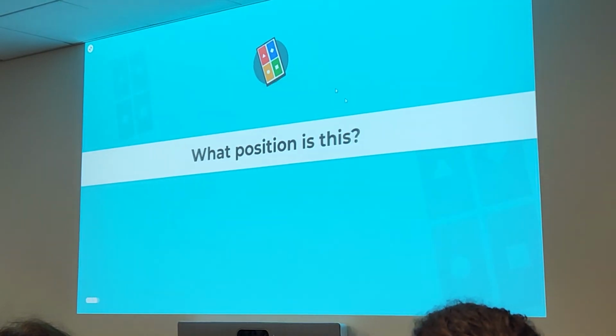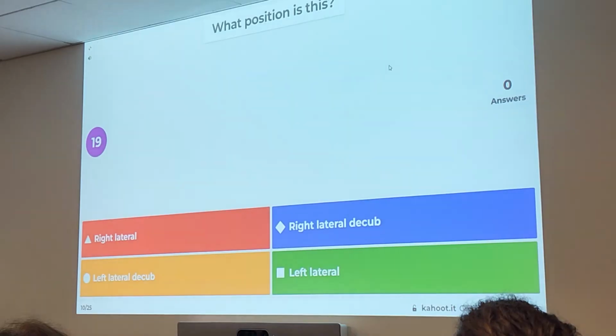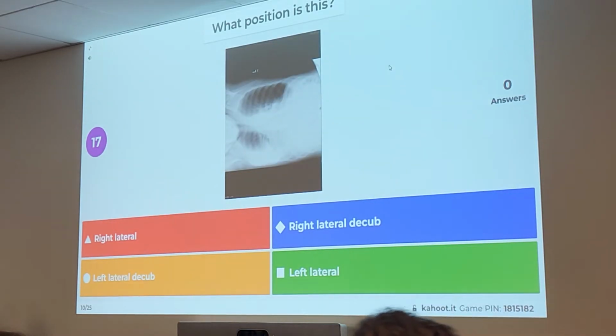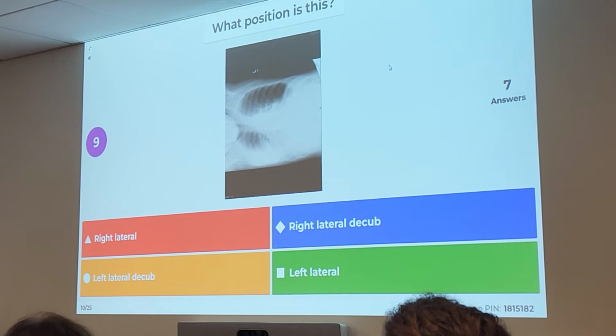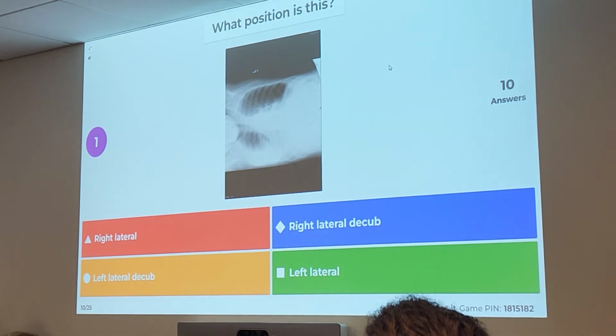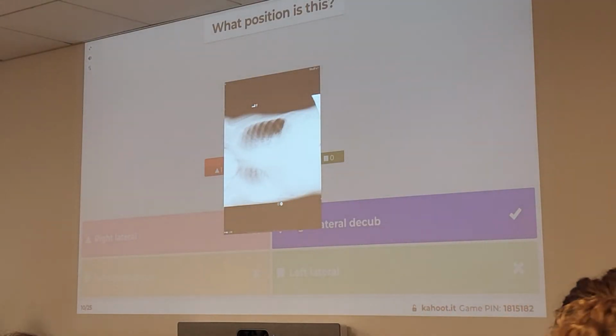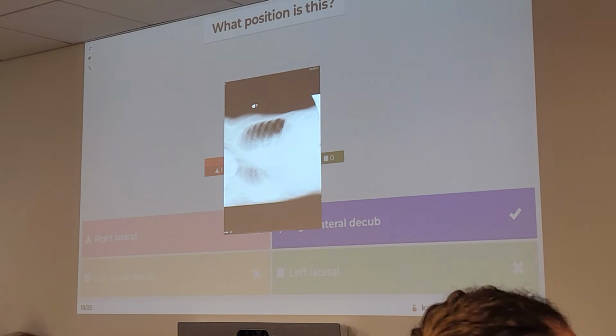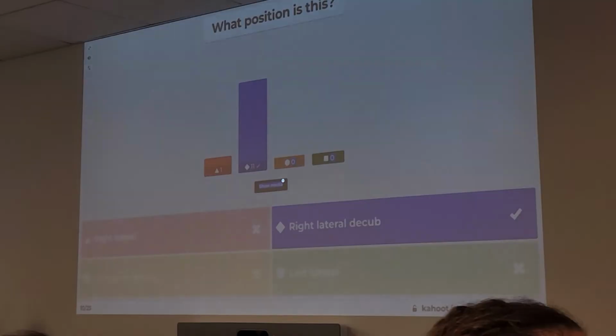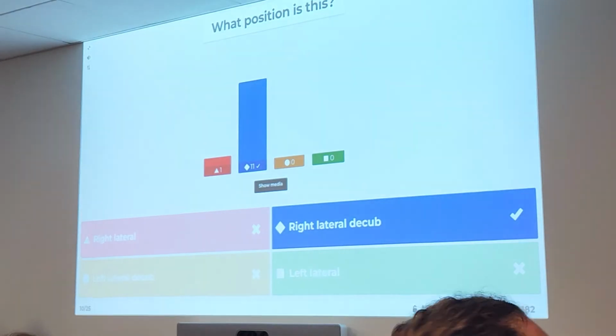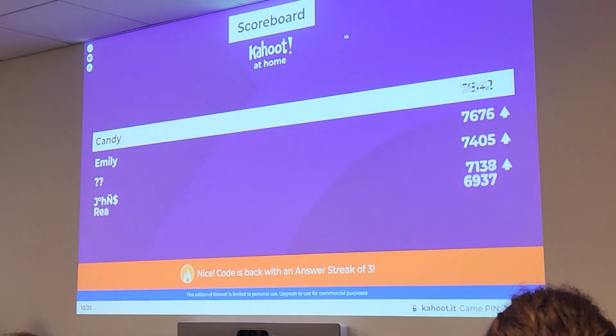Johnson, come up. What position is this? There's a right lateral decubitus. The right side is down. You may answer. The left side is up. I didn't even register at the time what was going on. I was just looking at the picture.